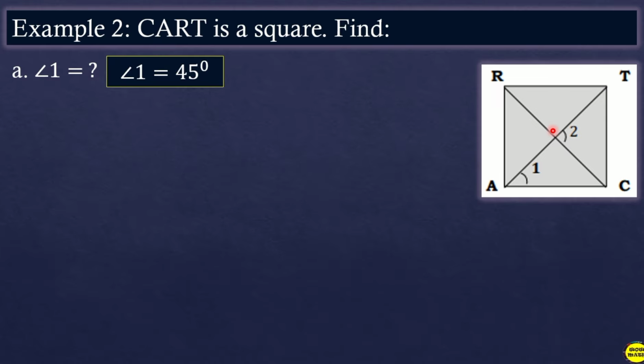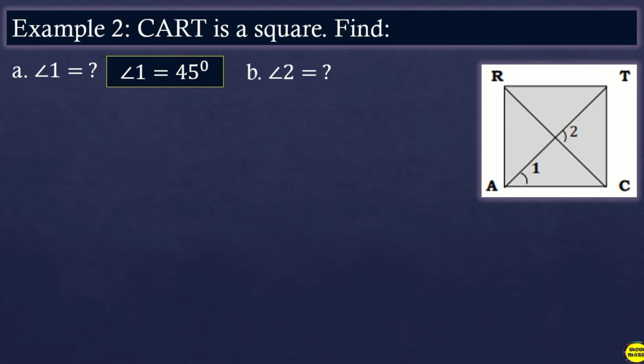Kasi nga, di ba, sabi kanina, the diagonals bisect the angles at each vertex. So hinahati niya yung angle na to into two equal angles. So tigpo 45 sila, 45 degrees. So si angle 1 ay 45 degrees. And then how about angle 2?